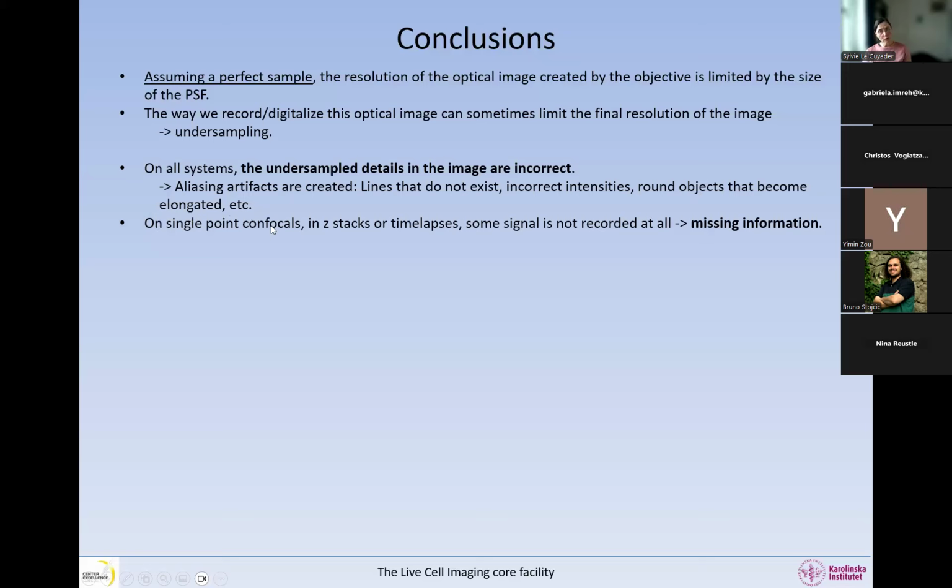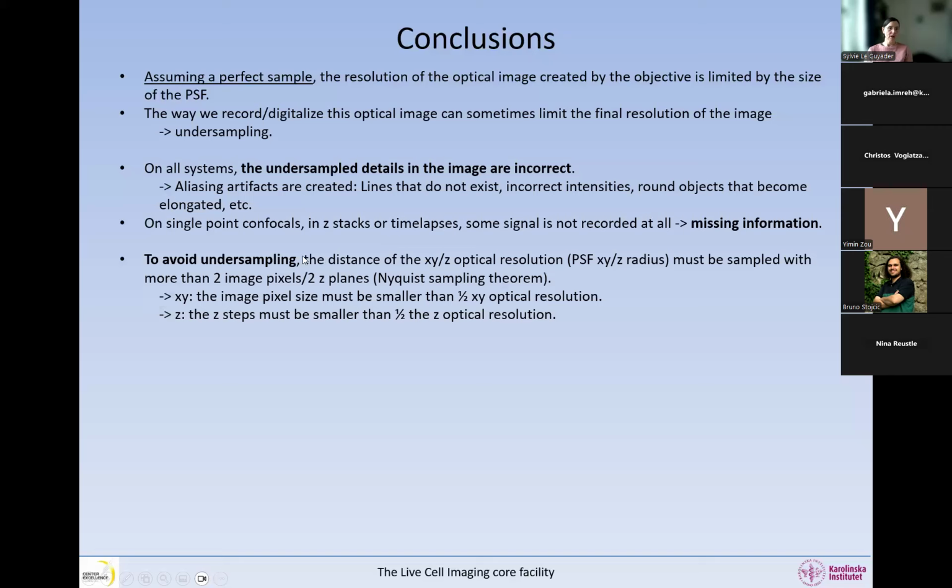On single point confocals, in Z stacks on all systems and in time lapses on all systems, on top of creating aliasing artifacts, we also stop recording some information. So the signal in between the sampling points is not recorded at all, and therefore we have also missing information, not only artifacts, but also missing information. So how do we avoid undersampling?